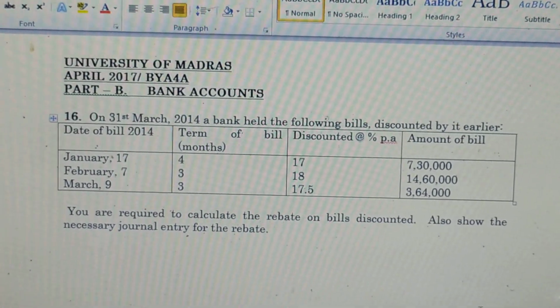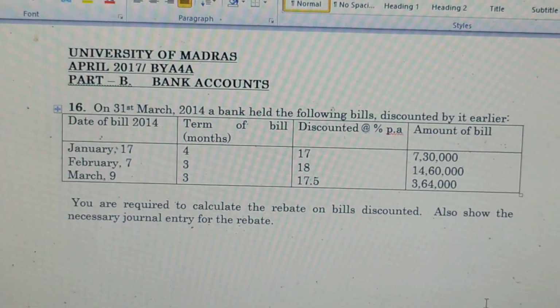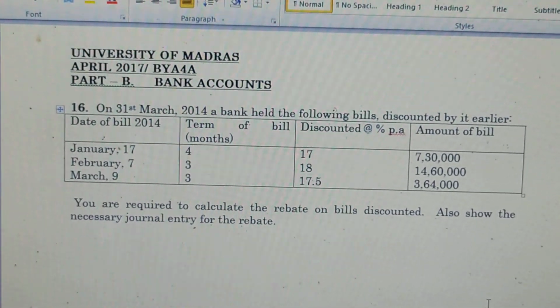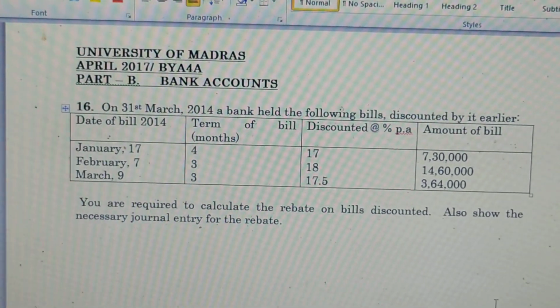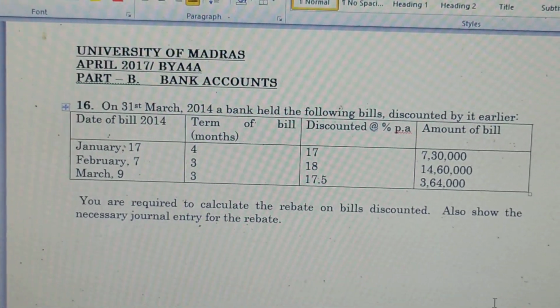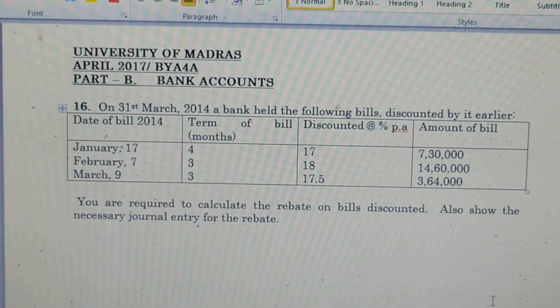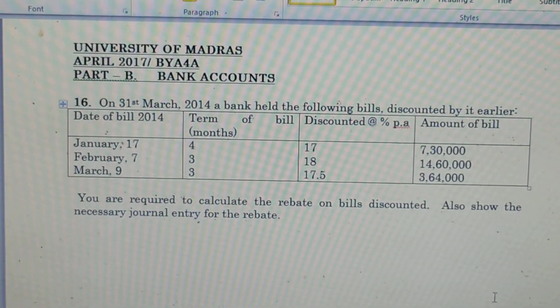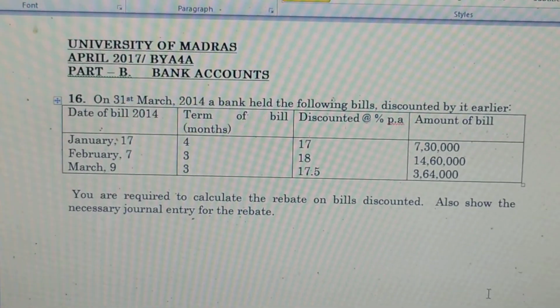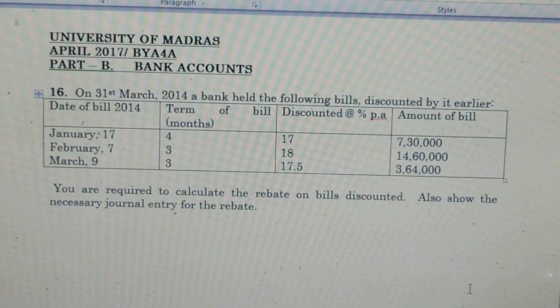Hello everyone, we are going to discuss the previous year question of Corporate Accounting 2 from University of Madras. In April 2017, Part B, this question is from the Bank Account chapter. Let me read the question. On 31st March 2014, a bank held the following bills discounted by it earlier.